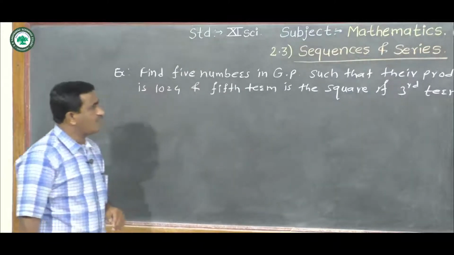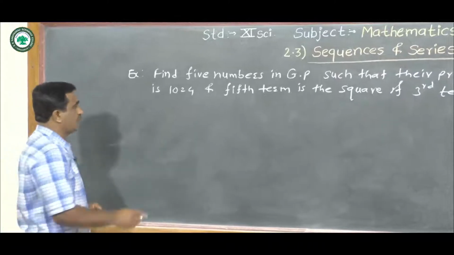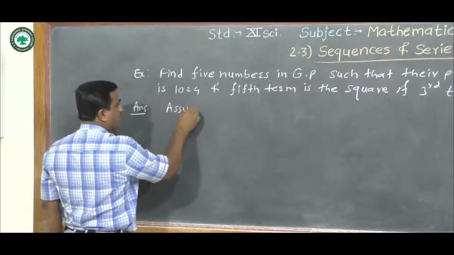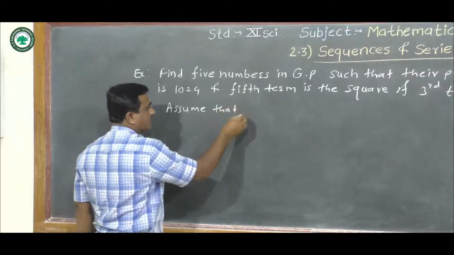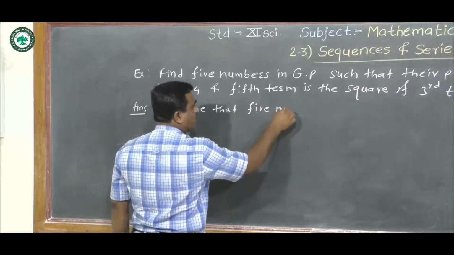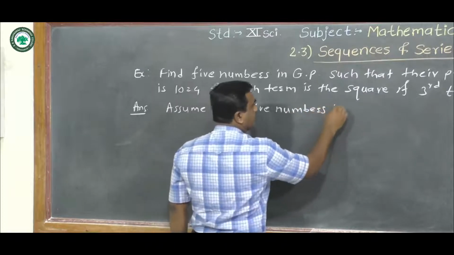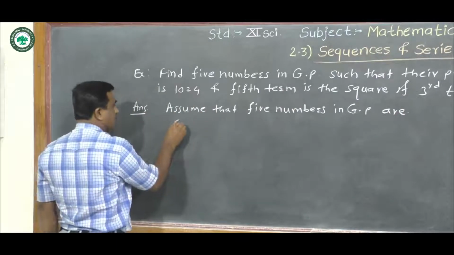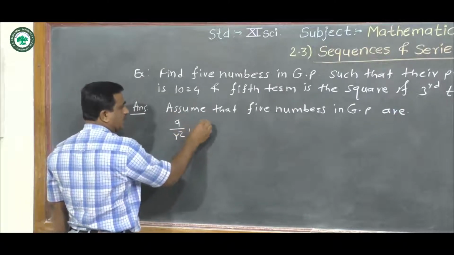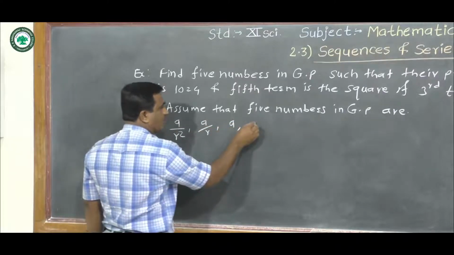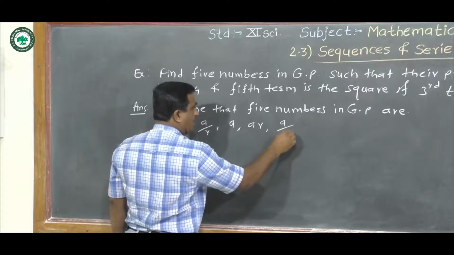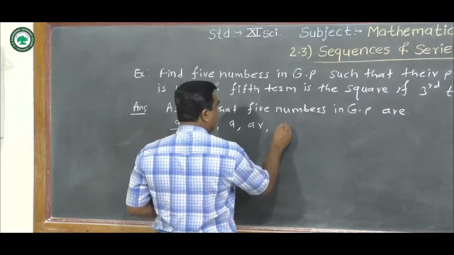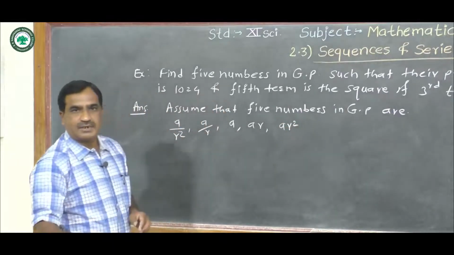Okay, now first we assume the 5 numbers in GP. Answer for this: assume or suppose that the 5 numbers in GP are a upon r square, a upon r, a, a into r, a into r square. Now these are the 5 numbers in GP.